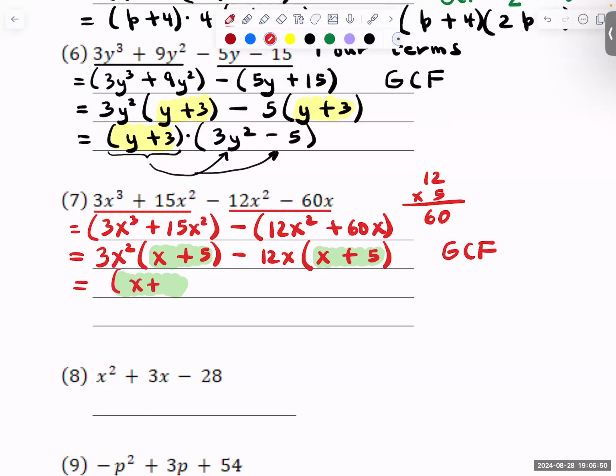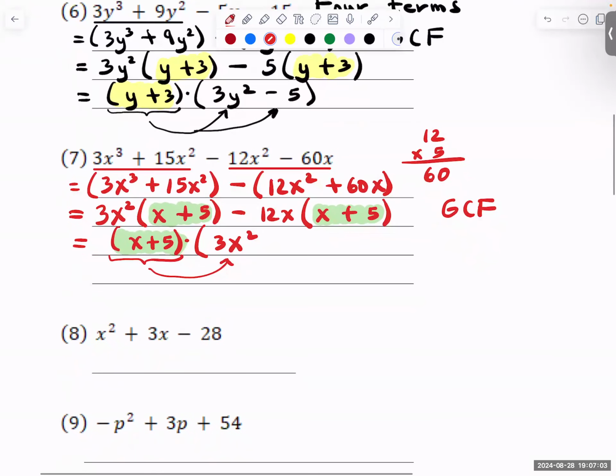So x plus 5 is going to distribute and multiply times 3x squared to make the first product term in the line above. And then x plus 5 will distribute and multiply times minus 12 times x.